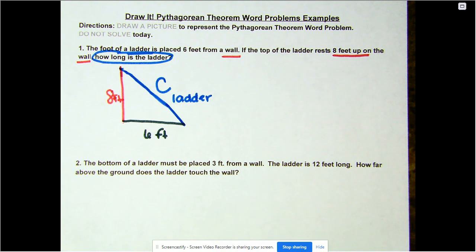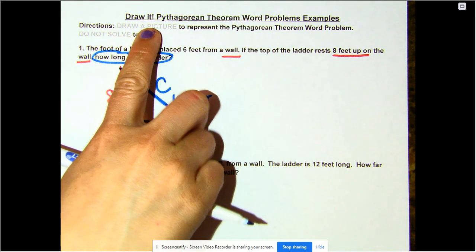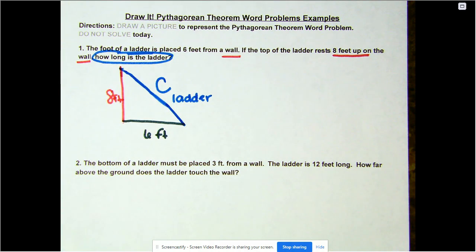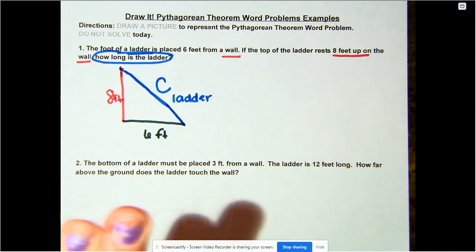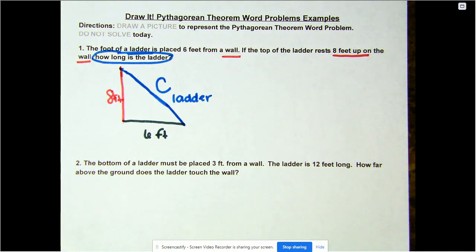All you needed to do today was draw a picture to represent the Pythagorean theorem word problem. You are not solving. I am completely finished with number one of the examples. You guys have independent practice to work on.